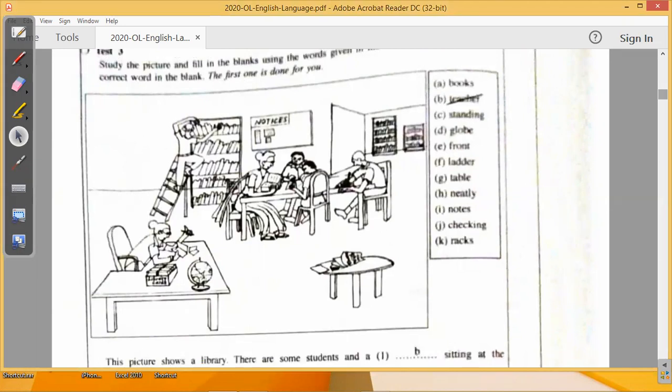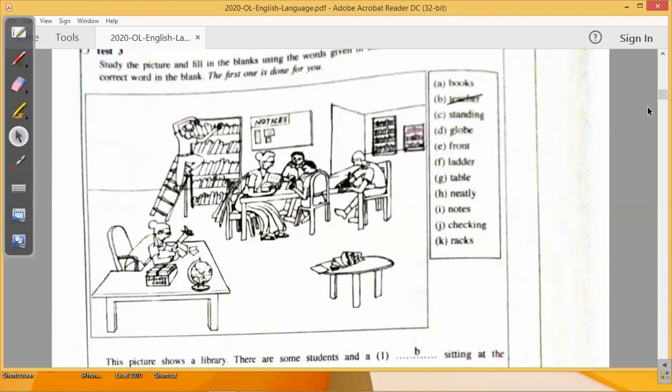Now let's see. Write the letter of the correct word in the blank. The first one is done for you. As usual, they have done the first one. Now let's read the question first and then come back to the picture, right? That's how you have to do it. You need to read the question first and then you know what's being tested.